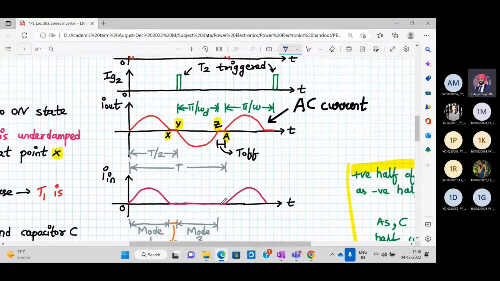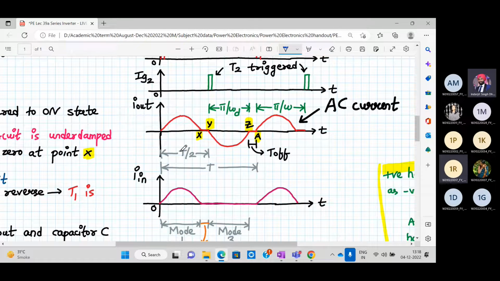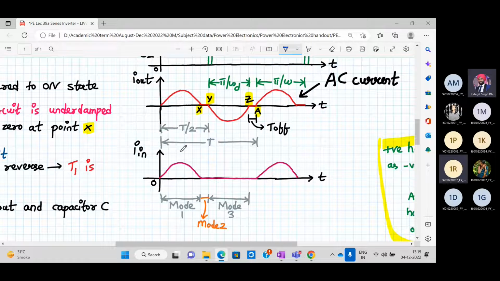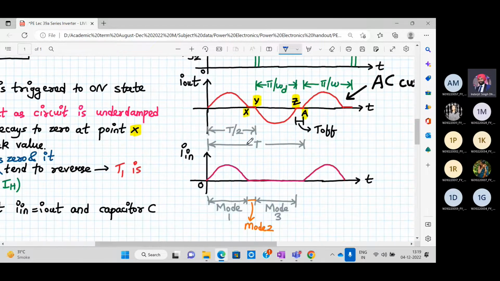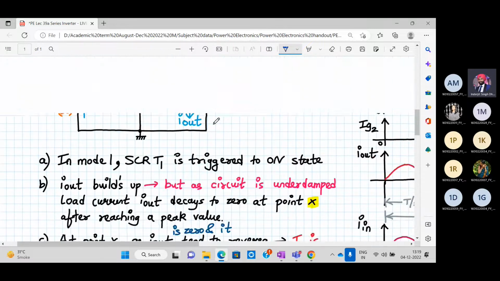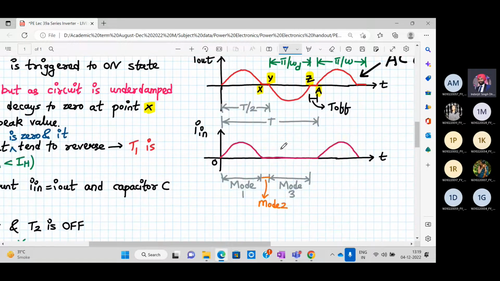Any doubts up till now? Why is the current graph not going below the origin in I IN? Below the origin means negative current. How will it go negative if T1 is off? T1 becomes off at point X. So T1 becomes off, meaning it becomes an open circuit. If the circuit is open, where will the current flow? It will not go negative, so it will go to zero.